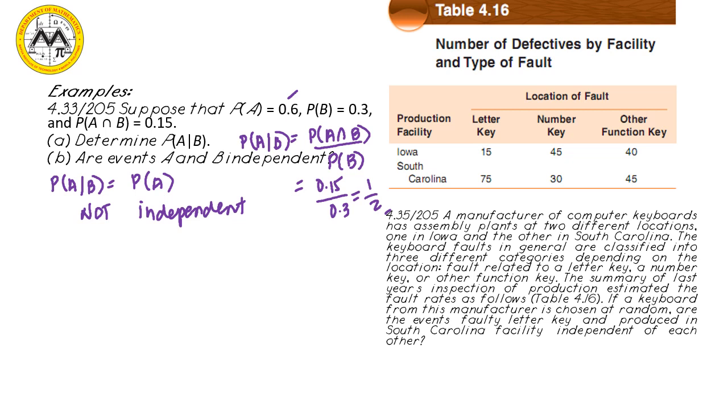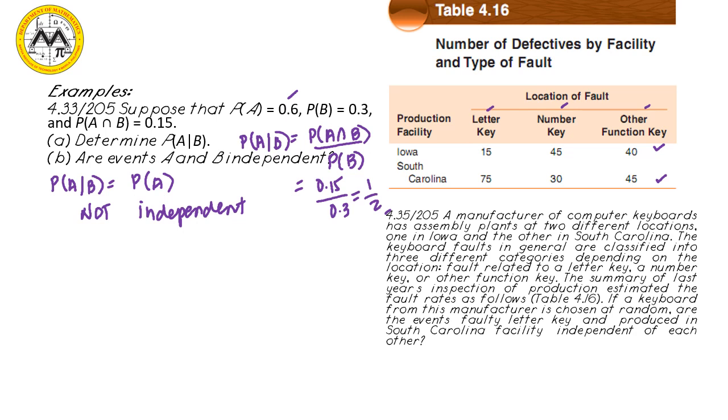A manufacturer of computer keyboards has assembly parts at 2 different locations. One in Iowa, and the other in South Carolina. The keyboard's faults in general are classified into 3 different categories: letter, number, and others.